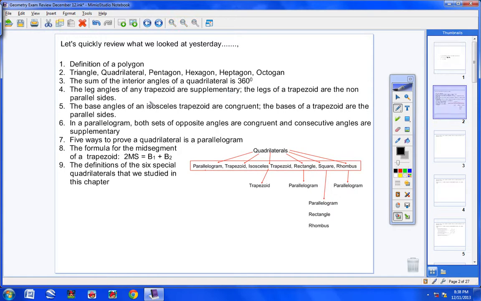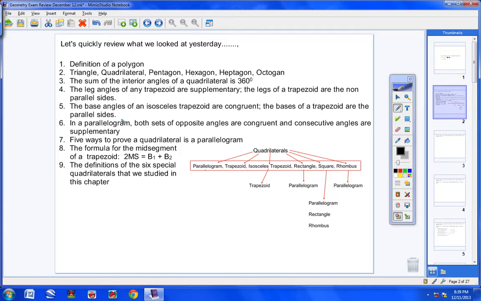Now, let's quickly look at what we've learned, the review, the past couple of days. Definition of polygon, you must know that. You need to know these different sided polygons: 3-sided, 4-sided, 5-sided, 6-sided, 7-sided, and 8-sided. Know their names. You need to know the sum of the interior angles of a quadrilateral is 360. The legs of a trapezoid are supplementary, and what are the legs? They are the non-parallel sides. You need to know the base angles of an isosceles trapezoid are congruent. And what are the bases of a trapezoid?